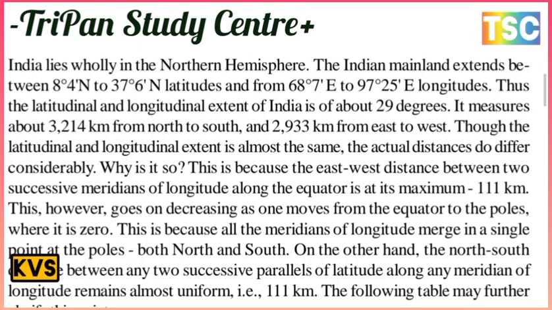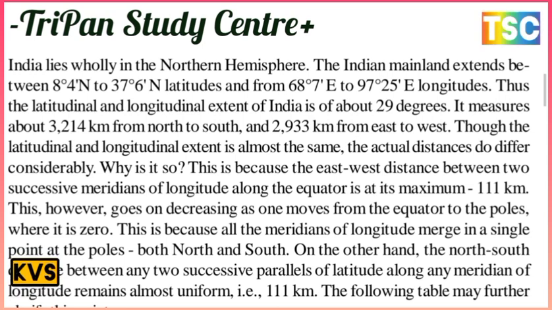India lies wholly in the northern hemisphere. The Indian mainland extends between 8°4' north and 37°6' north latitude, and from 68°7' east to 97°25' east longitude. Thus the latitudinal and longitudinal extent of India is about 29 degrees.